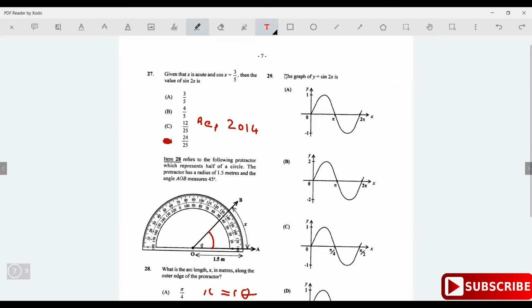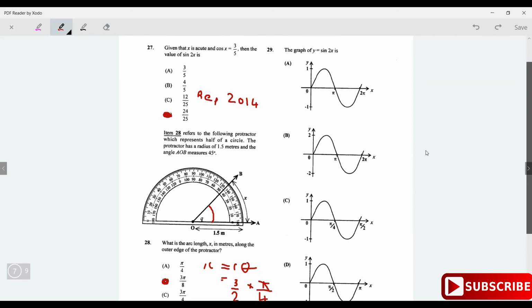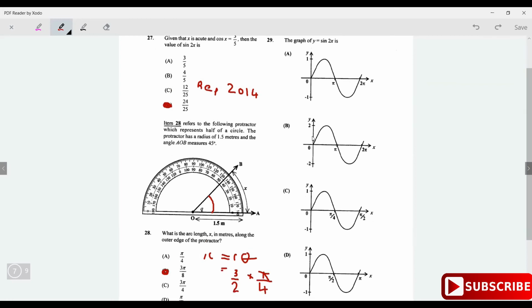For example, when you plug in x as pi, the sine of 2 pi is 0. So let's check if we're getting 0. Okay, we're pretty much good. Now first thing, this one is out, because sine is between 1 and minus 1. So this one is out. All right.